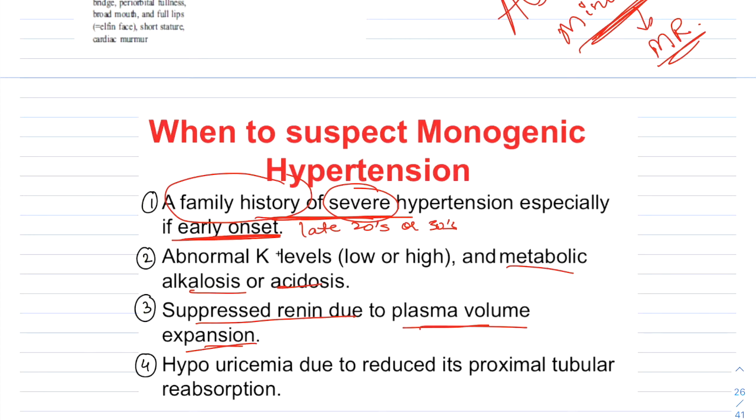Uric acid reabsorption in these cases is reduced at the proximal convoluted tubule, and thus there will be hypouricemia due to reduced proximal tubular reabsorption. So, to conclude, an early onset hypertension with a positive family history, with abnormalities in pH, abnormal potassium levels and low uric acid levels point towards the presence of monogenic hypertension.